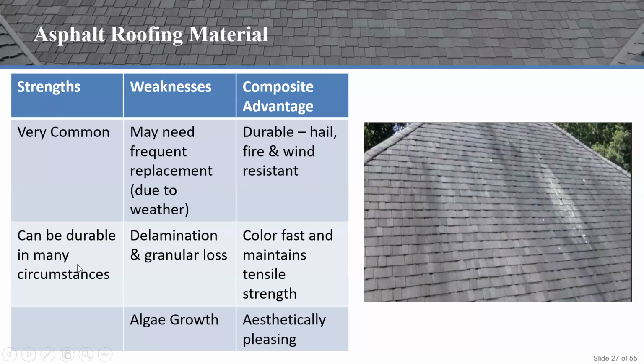Other strengths of asphalt, it can be durable in many circumstances, but weaknesses, we see delamination, granular loss, bleeding on the tile where you start to see dark streaks like you see over in the photo here. Whereas your composite products are going to be color fast, they're going to maintain tensile strength. And then from an asphalt standpoint, algae growth is a problem. Whereas with composite, there's not going to be anything organic in here for mold and mildew to feed off of.